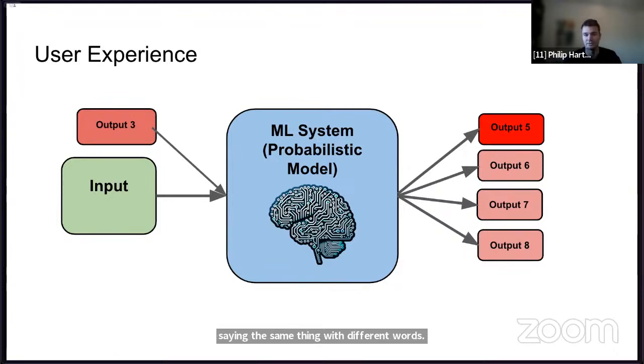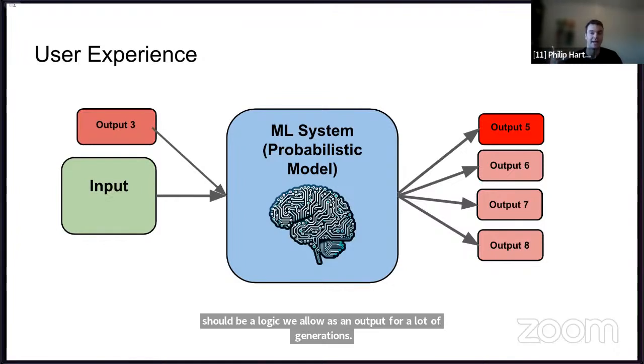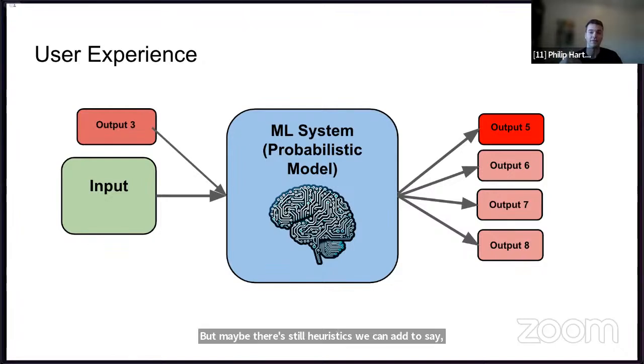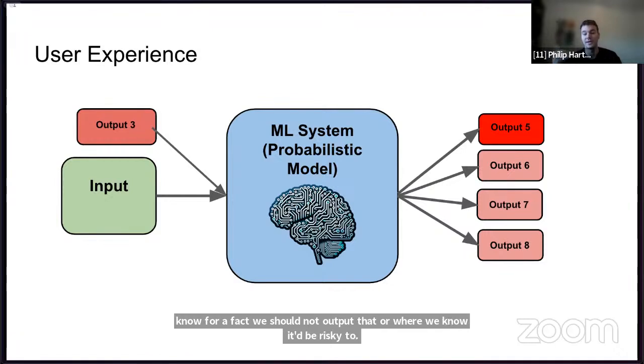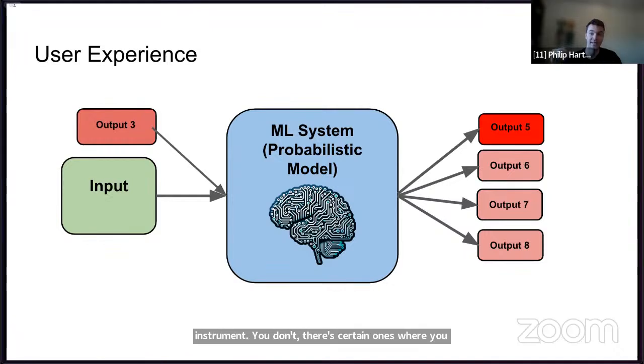Now, since we're dealing with probabilistic models, even though we can't predict everything, there's still a chance we can draw heuristics that say, hey, this output should be acceptable. It should be a logic we allow as an output for a lot of generations, but maybe there are still heuristics we can add to say, hey, that's an invalid one. Even though there are times when we would want to output that, there are also clear times when we know for a fact we should not output that, or where we know it would be risky to. So think about it like configurations on an instrument. There are certain ones where, if I have this as an input, that output is either risky or it's going to be an issue.